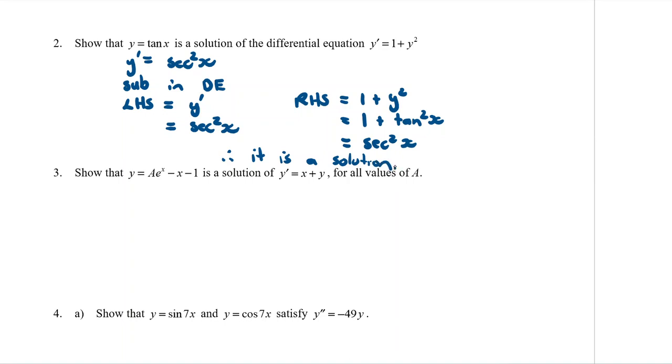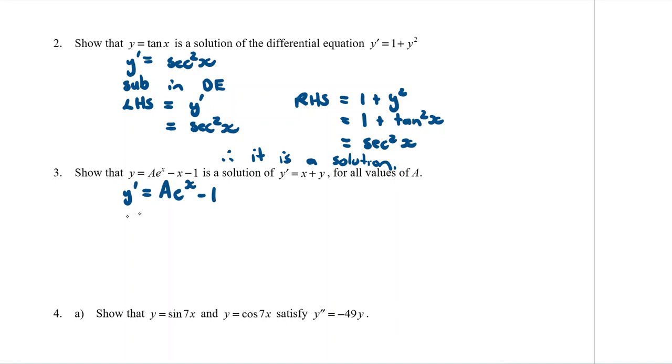Question 3. Doing lots of examples here. Show that y equals ae to the x minus 1 is a solution. So now we're doing it with exponentials, more exponentials in there, but an extra constant, so a in the equation. First of all, differentiate it. What would y dash be equal to? a e to the x, that part doesn't change, and just the minus 1, correct.